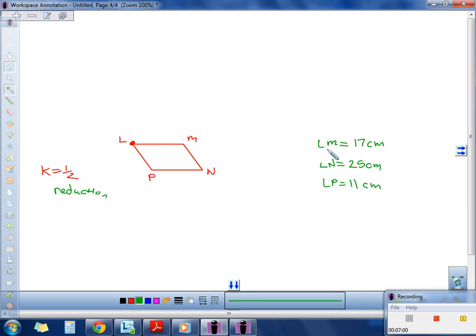So we're going to do our new little prime letters down here. Our little prime letters are going to be LM prime, LN prime, and LP prime. So these are our new little segment lengths. And all you need to do is take that 17 and multiply by 1/2. Does anybody know what that is? 8.5.